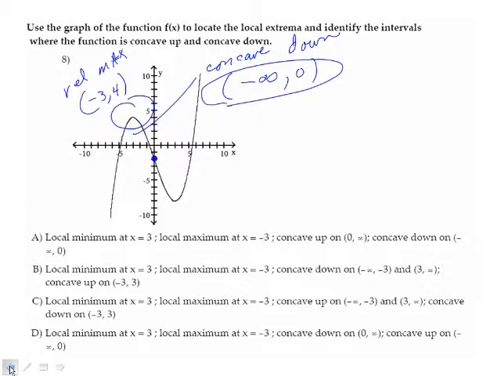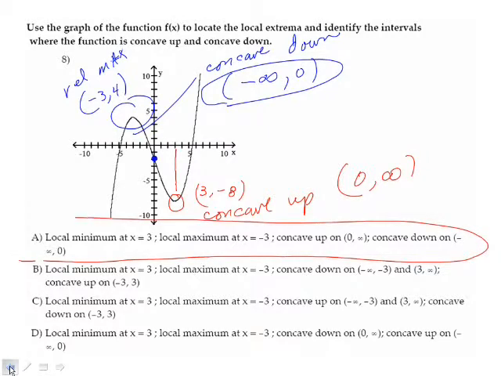Notice that the relative minimum occurs here. As best you can tell, that would be 3 and minus 8. And it's concave up between 0 and infinity. So the answer to problem 8 is number A.